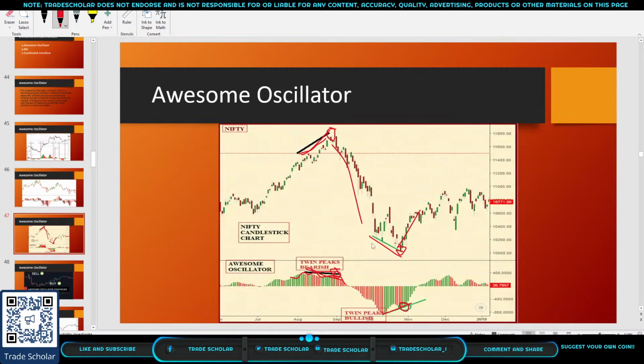So that's how you use the awesome oscillator: bullish twin peaks and bearish twin peaks. Okay, let's try to find it in the real market.